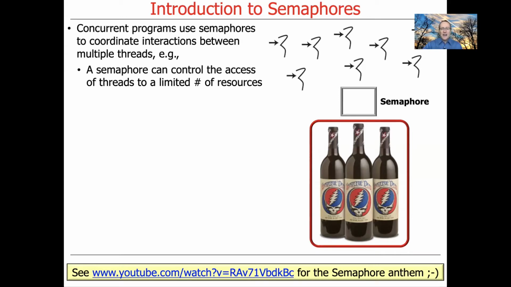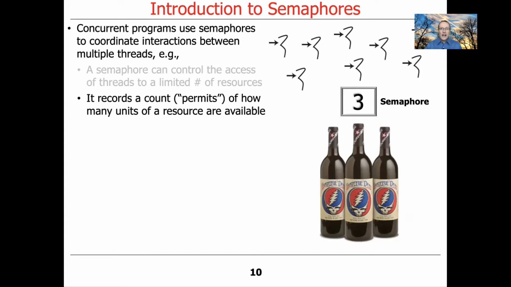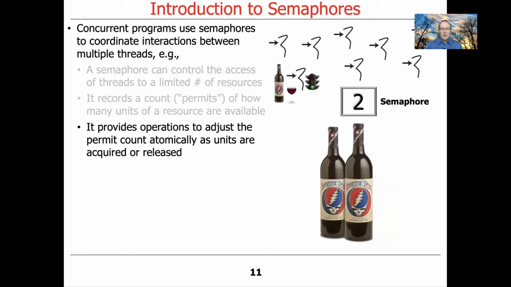Here's basically how this is going to work. We're going to start out with a count of the number of resources that we have. In this case, it's going to be bottles of wine. And we're going to start out with 3 because we have 3 bottles of wine to begin with. And then we have a bunch of threads or people who want to consume the wine. Every time someone wants to consume some wine, they come along and they check to see what the count of the semaphore is. In fact, what they do is they try to decrement that count by 1.